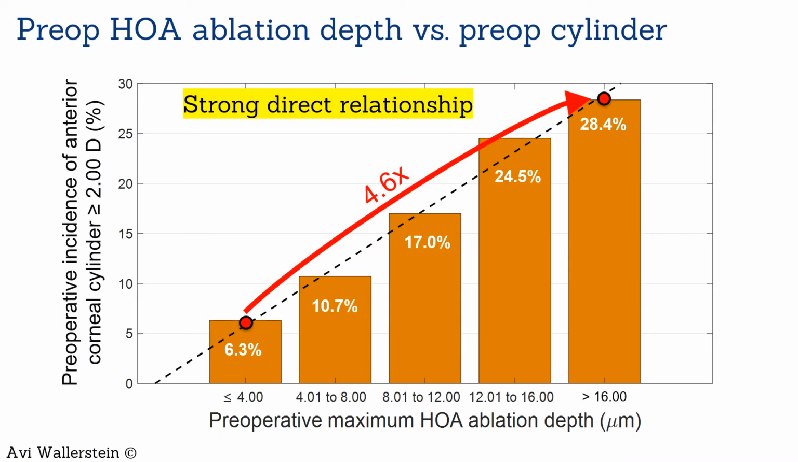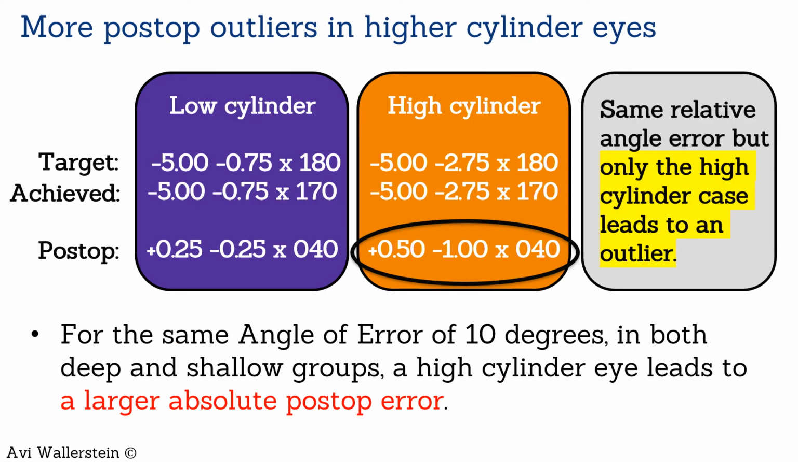We found that the deeper the pre-op HOA ablation depth, the greater the likelihood of higher preoperative cylinder magnitude, showing a direct linear relationship seen here. Why are high cylinder eyes even more likely to get an outlier post-op? For the same angle of error post-op, which both deep and shallow groups had, a high cylinder eye will lead to a larger absolute post-op magnitude error.